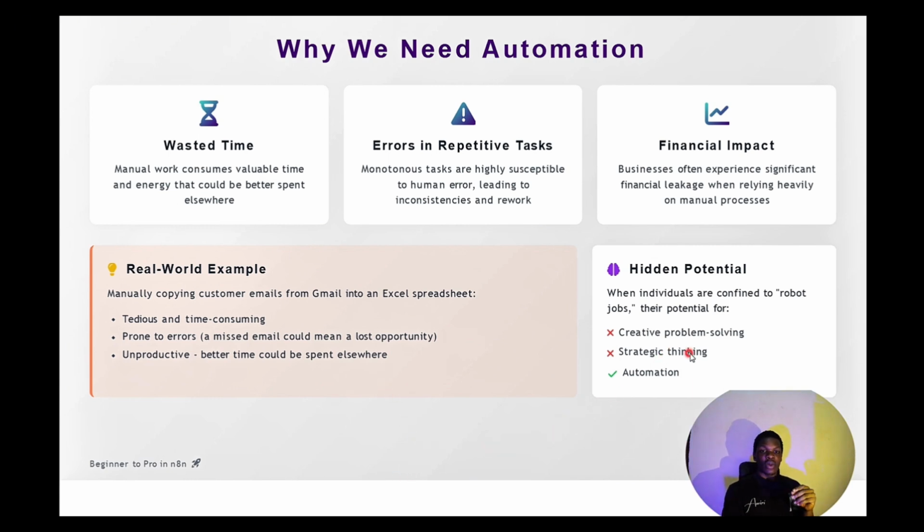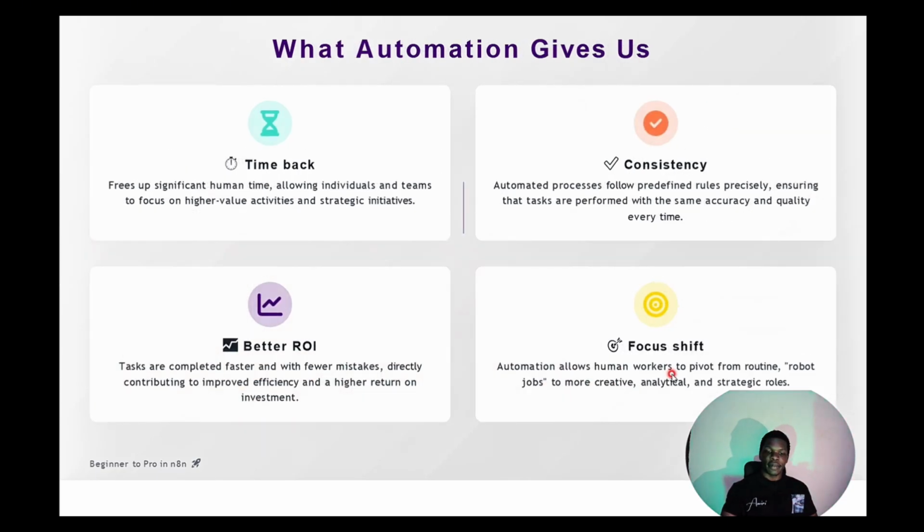So when you don't automate some of your jobs, you find out that when individuals are confined to robot jobs, their potential for creative problem solving and strategic thinking decreases. So what does automation give us? It gives us our time back. It frees up significant human time, allowing individuals and teams to focus on higher value activities and strategic initiatives.